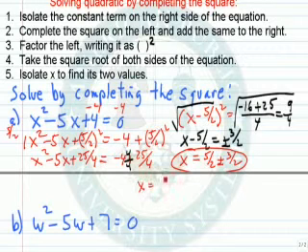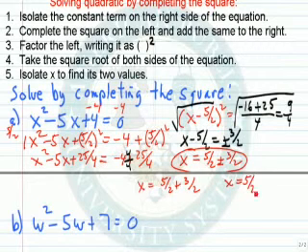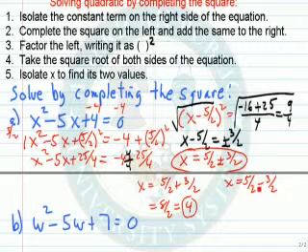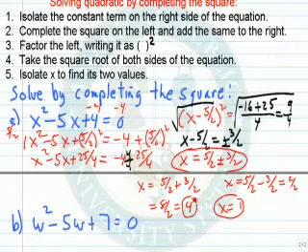The first value of x will be 5 halves plus 3 halves. The second value for x will be 5 halves minus 3 halves. 5 plus 3 is 8, so we have 8 halves, or x equals 4 is our first value. If we subtract, we get 2 halves, or 1. So x equals 1 and x equals 4 will be our two values.